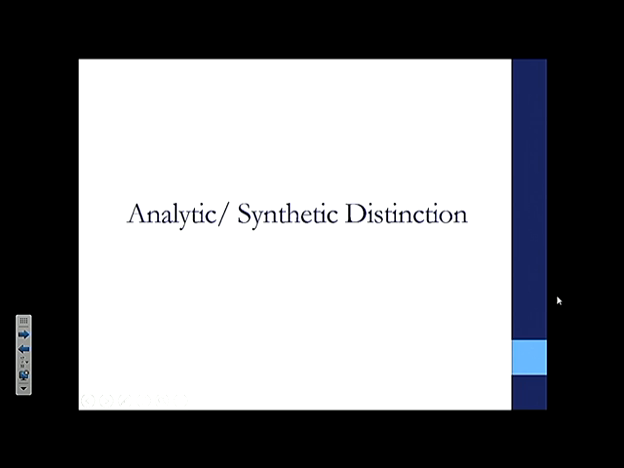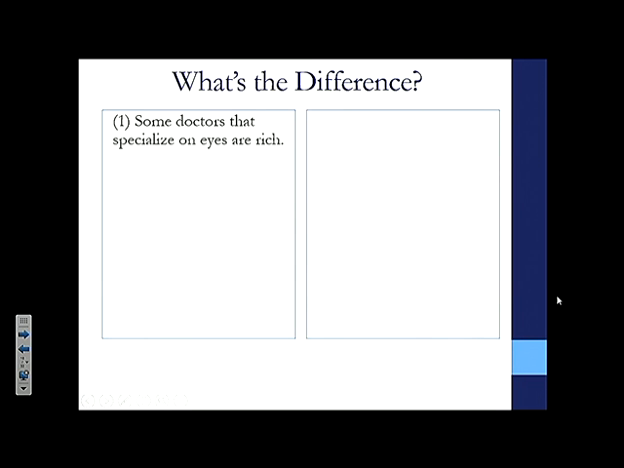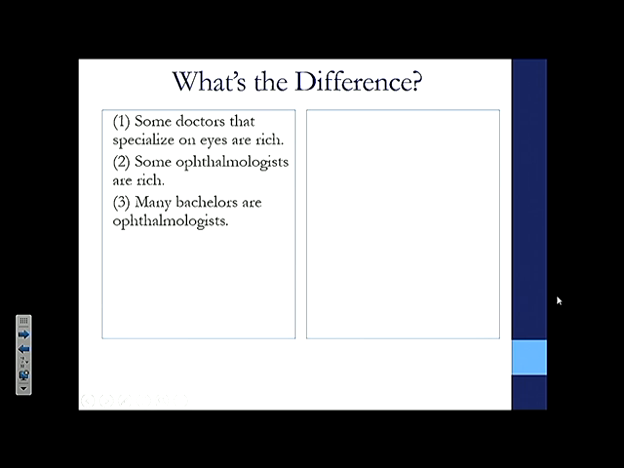All right. Now I want to turn your attention to something else. What's called the analytic-synthetic distinction. All right. Some doctors that specialize on eyes are rich. That's true. Some ophthalmologists are rich. Many bachelors are ophthalmologists. People who run damage their bodies. I don't think that's true. I don't know why it's on there. It doesn't matter. Just take the statement.